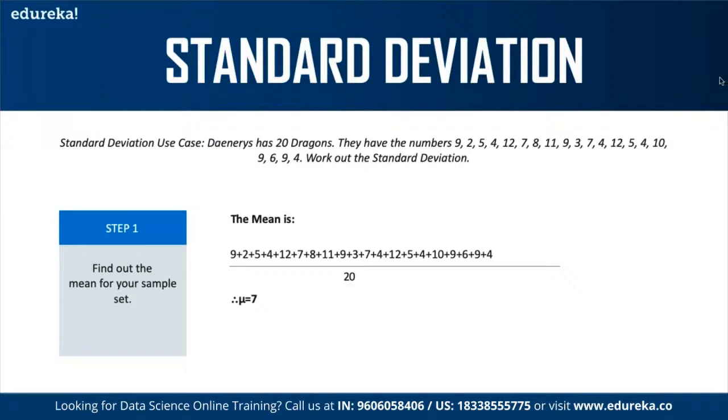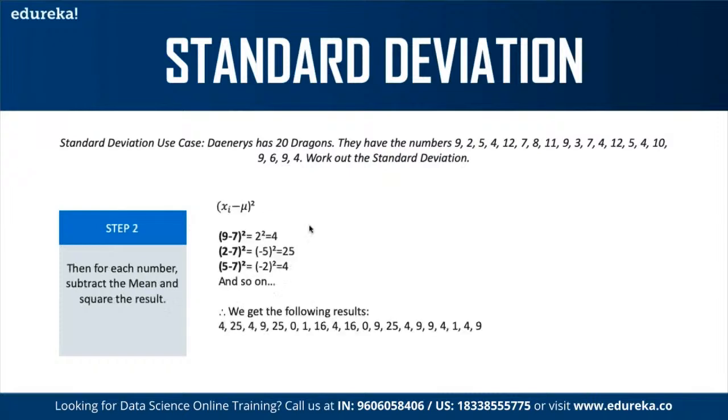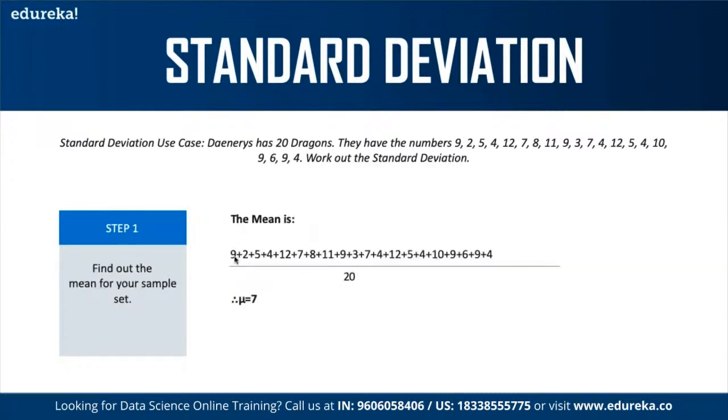And then to find the standard deviation, we simply subtract the values: 9 minus 7, 2 minus 7, and 5 minus 7, right? That's how we get the individual values for the given components. So as you can see, for the given set we have 9, so we write 9 minus 7, then 2 minus 7, 5 minus 7, 4 minus 7, 12 minus 7, 7 minus 7, 8 minus 7, and so on.